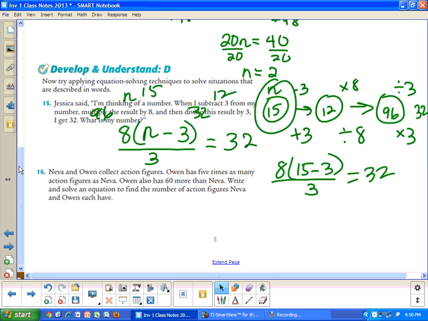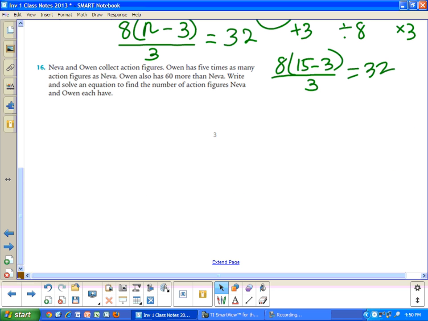All right, so let's try one more here and see if we can come up with an equation and then decide what method we're going to use to solve our equation. Neva and Owen collect action figures. Owen has 5 times as many action figures as Neva. And Owen has 60 more than Neva. We'll write and solve an equation to find the number of action figures Neva and Owen have together.